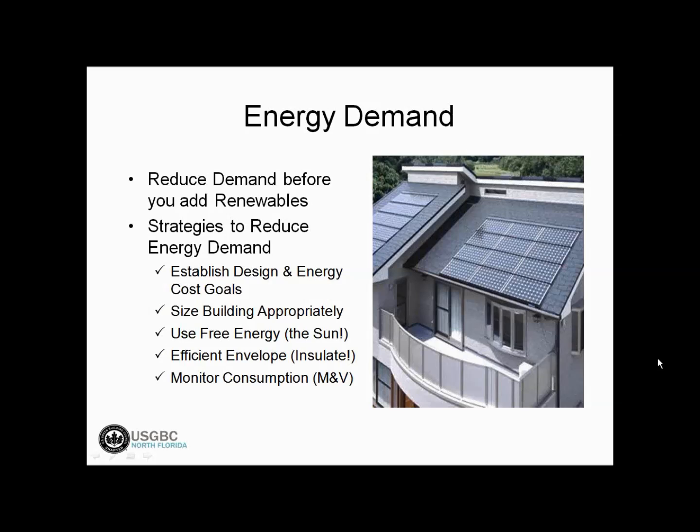But if you're going to have aggressive goals, you establish those at the beginning, and you've got a much better chance of meeting them if you design to them rather than just measure at the end. And then once you've reduced the demand as much as you can, that's when you start looking at your renewable energy technologies, because if you've squeezed every watt and BTU out of the building in the first place, then you can get bigger impact from a smaller renewable energy system.